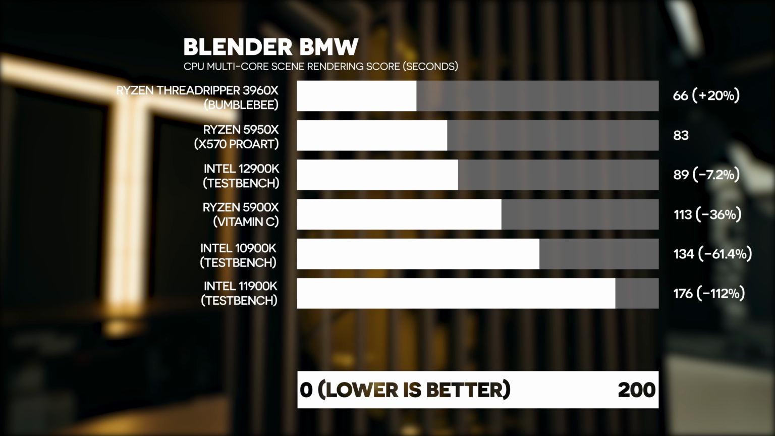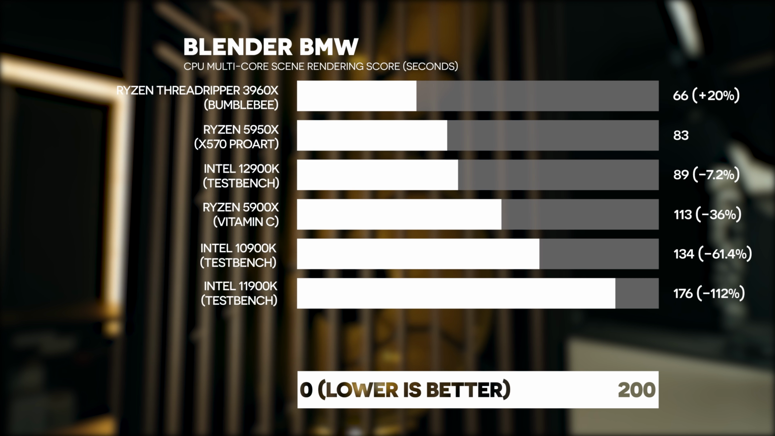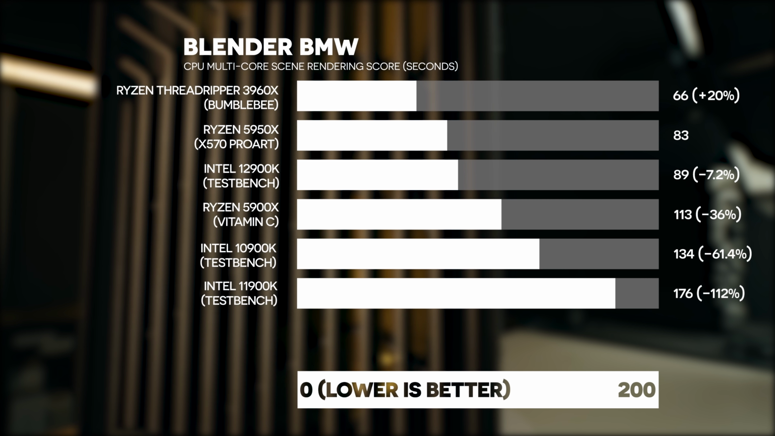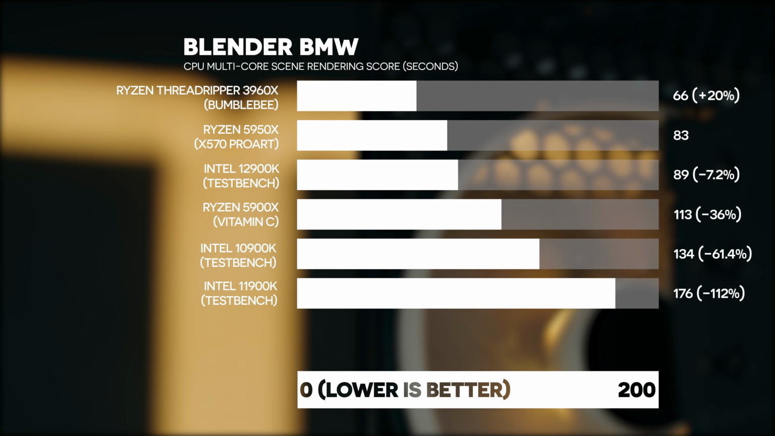Seeing the 10900K from Intel, we are 61.4% faster, and the 11900K from Intel, we are 112% faster. Yes, more than twice as fast.